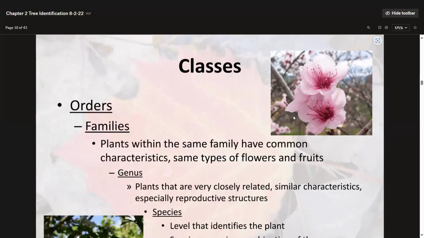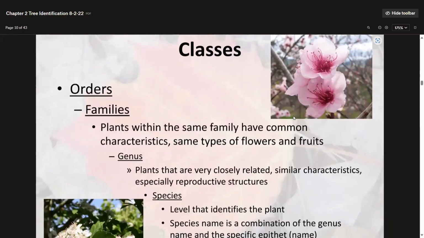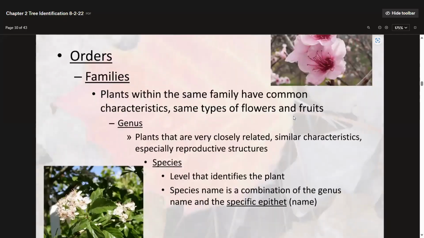So classes themselves, you get into orders within the class, and then you have families, right? Plants within the same family have common characteristics. They have the same type of flowers and the same type of fruits. In the genus, plants are very closely related with similar characteristics, especially in their reproductive structures. And then the species level basically identifies the plant.